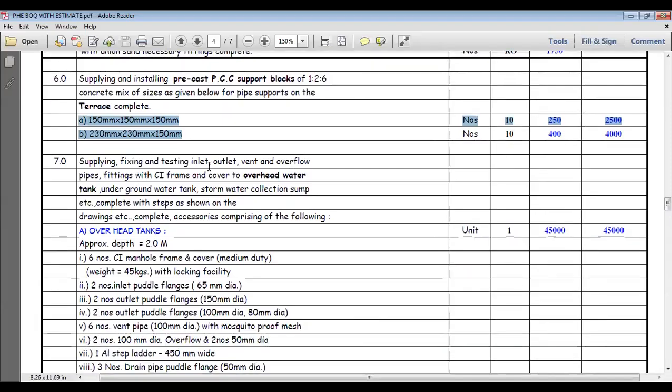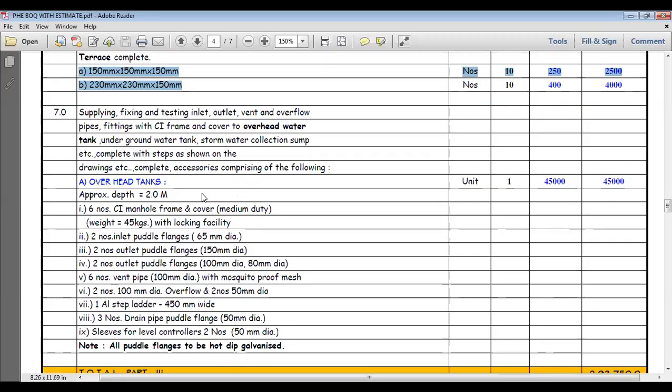Supply and fixing of inlet and outlet, vent and overflow pipes fitting with the MS frame and the cover to the water tank, underground water tank, storm water collection sump, etc., complete with the steps shown in the drawing. Water tank, less fittings. What are the things we will put into the water tank? That only. Approximate depth is 2 meters for the water tank.